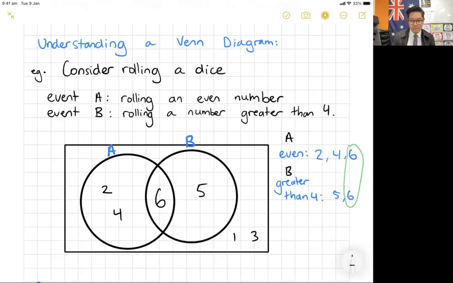Okay, so that's how we use a Venn diagram. There are parts that belong to event A and parts that belong to event B. Then there's stuff that belongs to both, in the middle, that's the 6 that we have there. And there's also stuff that doesn't belong to either, so it will go outside. Now, all of these have to be within our giant rectangle, because it's all part of rolling a dice.